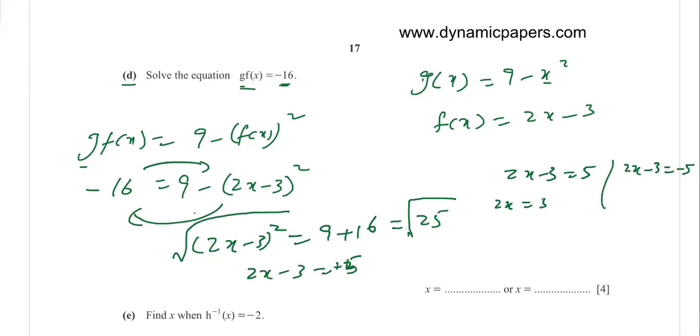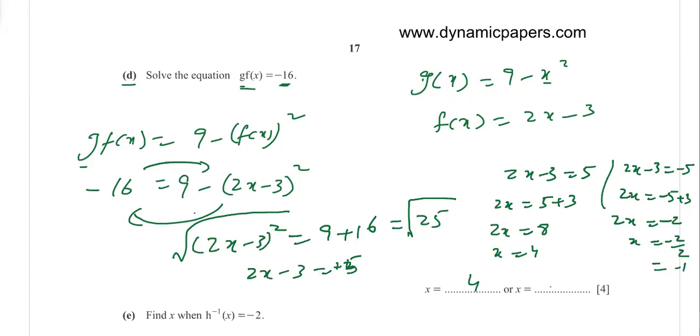2x equal to 5 plus 3, which is 8. So x will be equal to 4. And 2x equal to minus 5 plus 3, 2x equal to minus 2. So x is equal to minus 2 over 2, which is minus 1. And from here, the two values of x are 4 and minus 1.